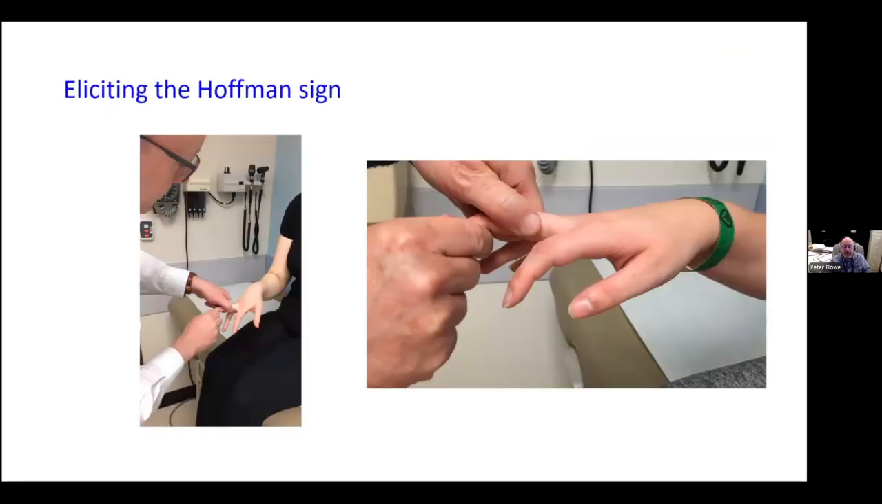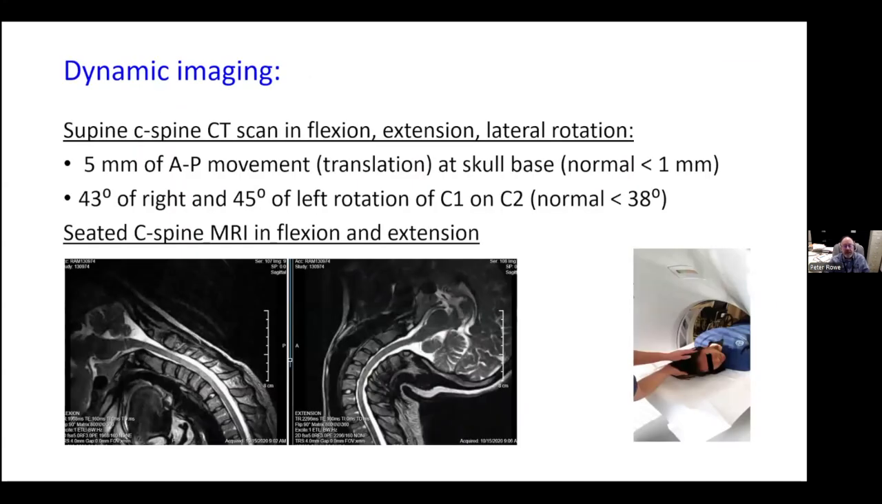Here's a picture of the eliciting of the Hoffman sign, and what you're going to see is, if it's positive, this flexion, involuntary flexion of the thumb and first finger, and sometimes other fingers. We went on to dynamic imaging, and the supine cervical spine CT scan was done in flexion, extension, and lateral rotation. This allows the radiologist to measure movement in the frontal plane, which they call translation. And normally there should be less than 1 millimeter of movement between flexion and extension. She had 5 millimeters of movement.